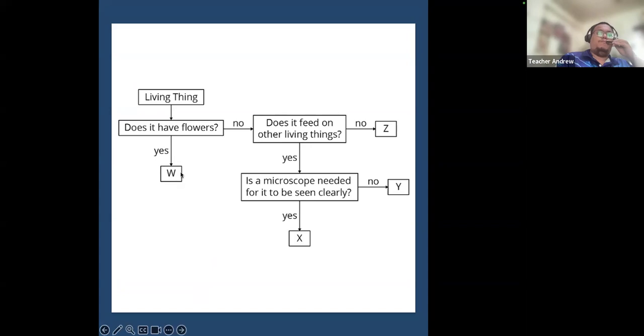Yes. So you put all the living things that have flowers under W. If there's no flower, the next question is, does it fit on other living things? If no, you put all the living things that have no flower and no other living things as Z. Next, if yes, do you need a microscope to see clearly? If the answer is no flower, fit on other living things, no microscope, yes, you put X. All right.